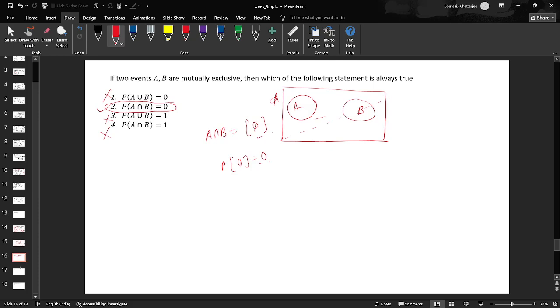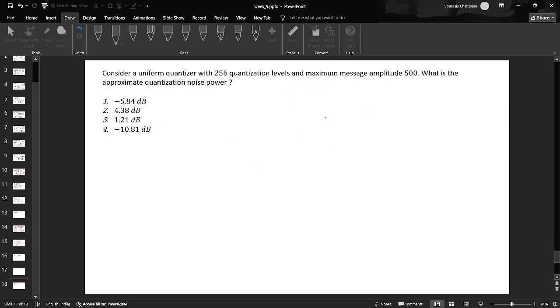So let us move to our next question. You have a uniform quantizer with 256 quantization levels, and the maximum message amplitude is 500. We need the quantization noise power in dB scale. We have already seen this, so let us just put the values here.